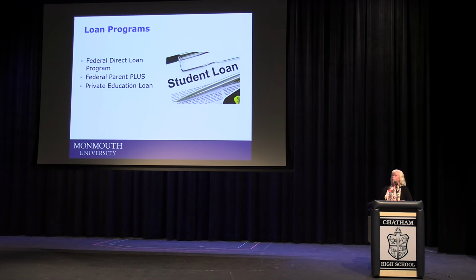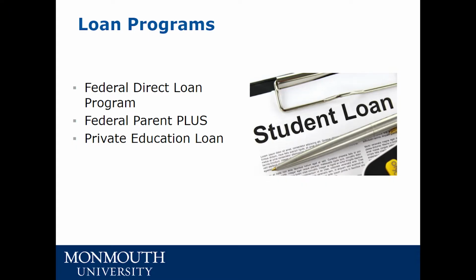Loans, you may need loans. If you exhaust all your grant and scholarship opportunities and you still need more funding to make your student's number one choice a reality, you want to know what the options are. The federal direct loan program is for students. No cosigner, no credit check involved. $5,500 is what they can borrow in their first year, $6,500 in the second year, and $7,500 in their third and fourth year.